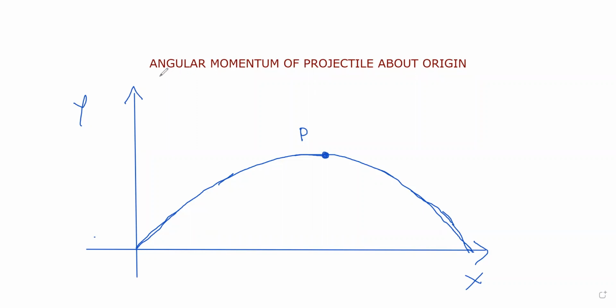In this video, I'm going to discuss the angular momentum of a projectile about its origin. So this is the origin. The projectile is projected at an angle theta.